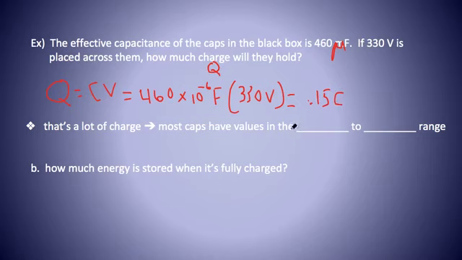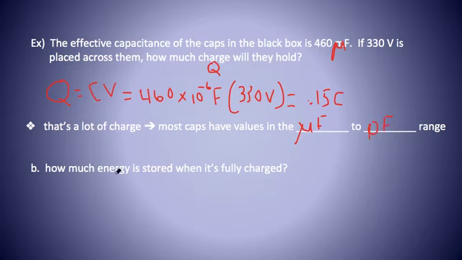Remember, a full coulomb is like a lightning bolt, so this is a little bit more than 1/10 of that, so that's quite a bit of charge. Most capacitors, especially those used in small circuits, are in a much smaller range, typically anywhere from microfarads all the way down to picofarads.